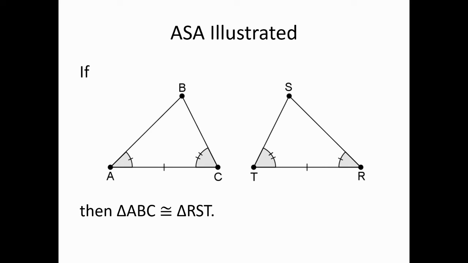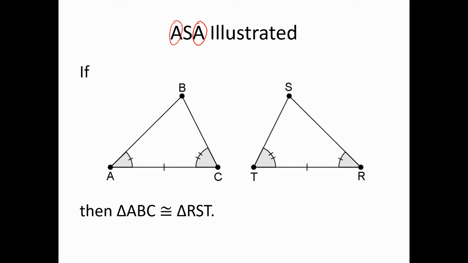So I have two triangles ABC and RST. And notice that I do have two angles of one equal to two angles of the other. So angle A is equal to angle R, that's one of the A's. And angle C is equal to angle T, that's another one of the A's. And then the included sides are equal, okay? That is, AC and RT are equal in length.